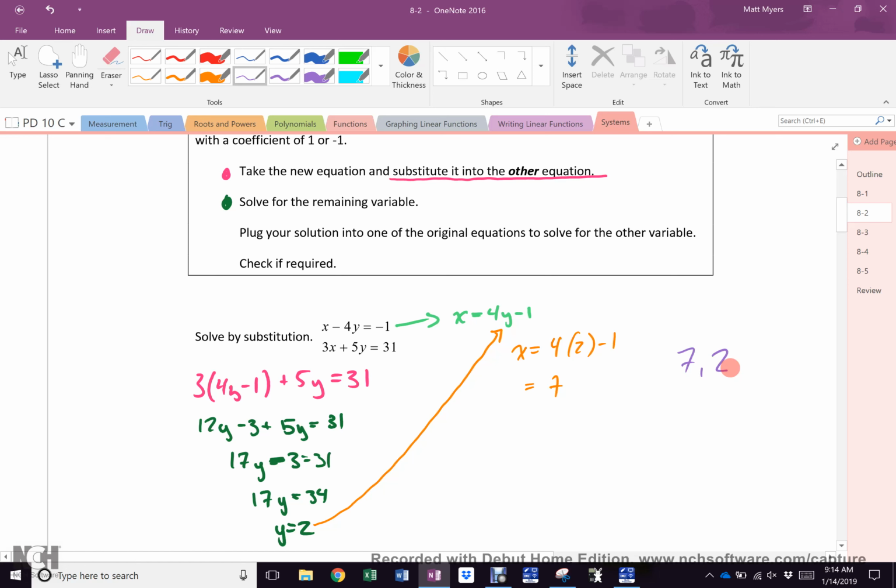Mr. Myers, am I doing it right? I don't know, kid, are you? Is 7 minus 8 negative 1? Yes. Is 21 plus 10 31? Yes. Kid, am I doing it right? We're adults.